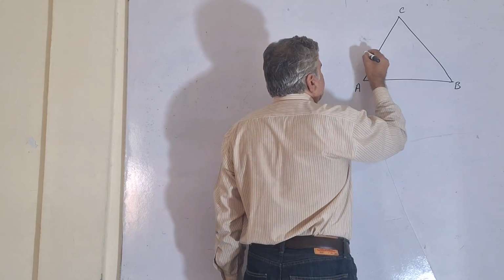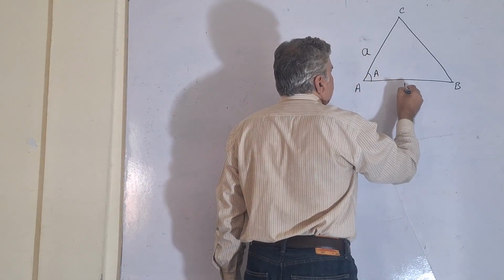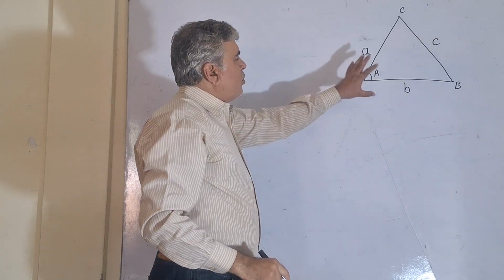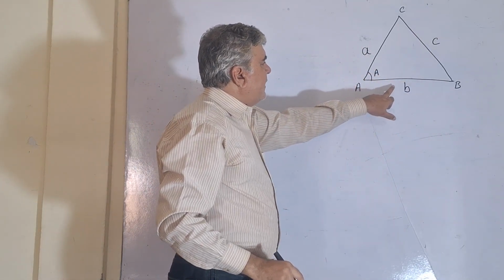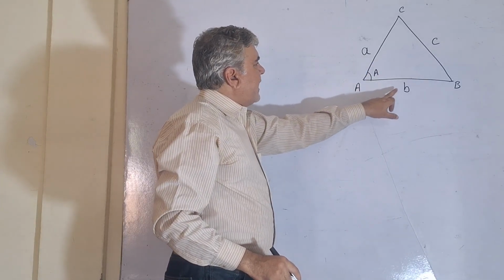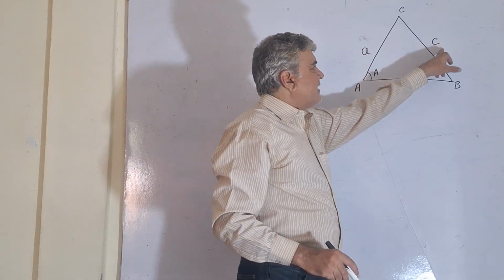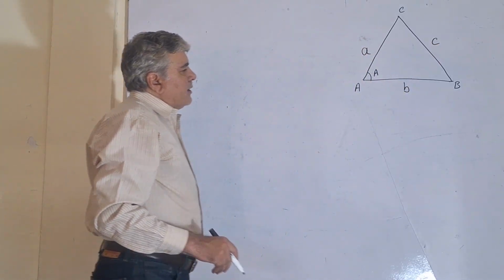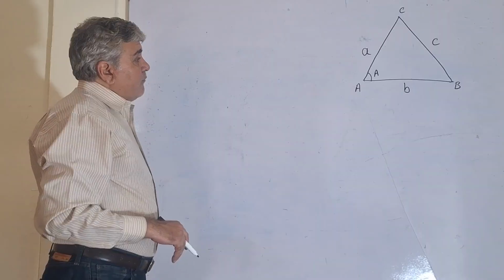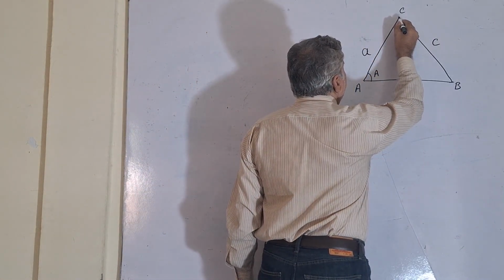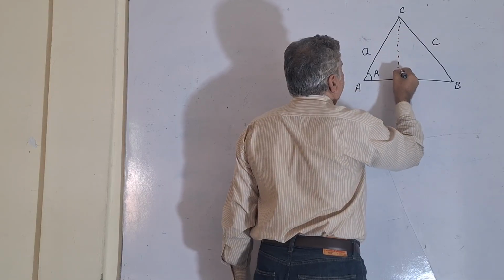Then I call this side a, this side b, and this side c. That is, we know the lengths of sides AB and AC and the angle between them, and I want to find the length of side c. So for that, I first need to drop a perpendicular from the vertex C on side AB.